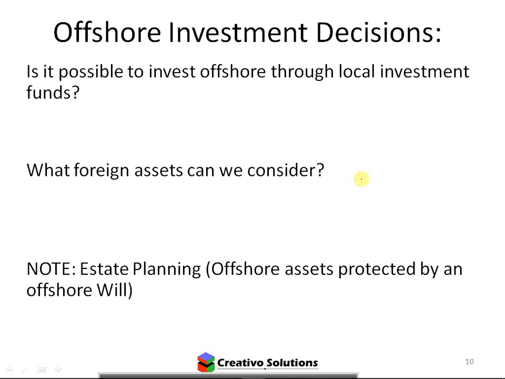Is it possible to invest offshore through local investment funds? So you want to invest offshore, but it costs too much, and it's a hassle to convert rands to dollars, dollars to rands, and all of that. So can you do that locally? Can you invest offshore locally?